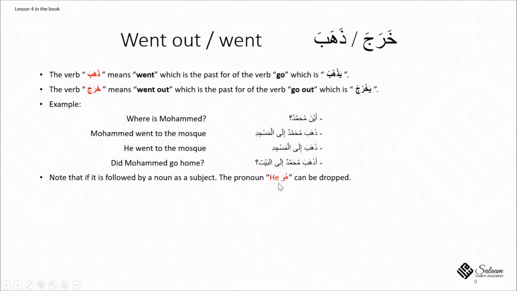So the he here can get... If you look at the translation, Muhammad went to the mosque. Then we mention Muhammad. If it's a he went to a mosque, we just get rid of him. ذهب إلى المسجد, and we know that's about Muhammad because it's in the question. أين محمد؟ ذهب إلى المسجد. He went to the mosque. In English, you have to mention he, but in Arabic, you can just get rid of it because there is a verb here. ذهب إلى المسجد will do the job.